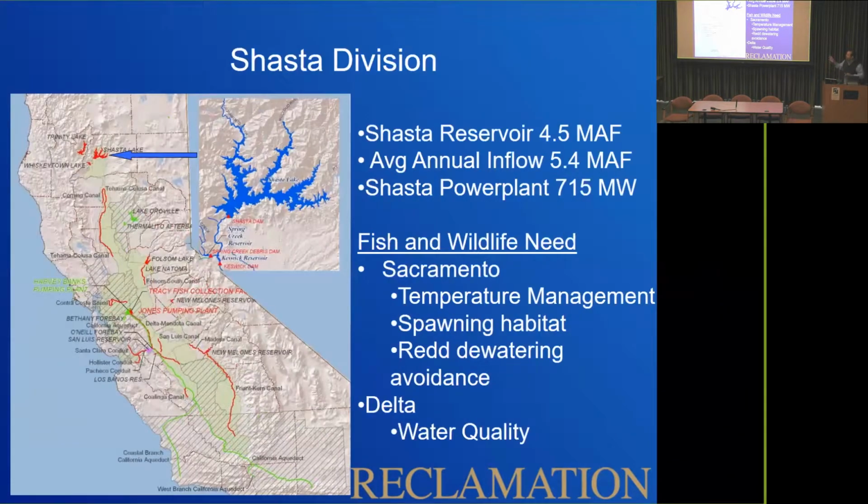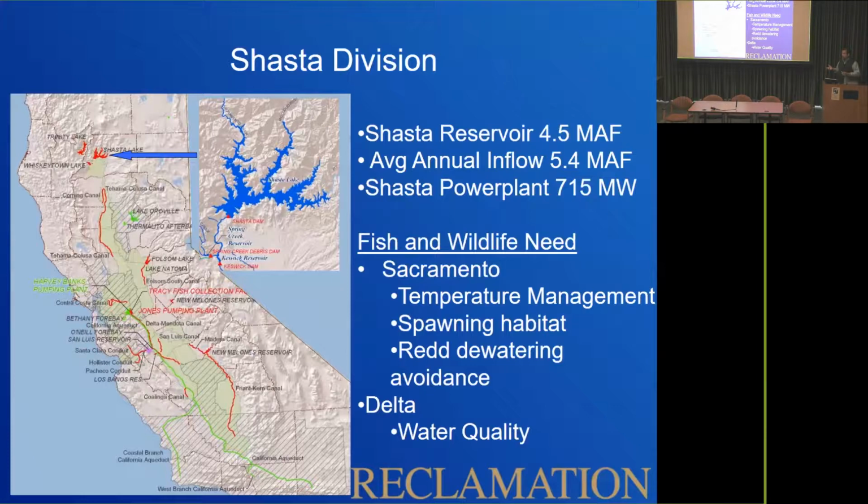So the Shasta Division in particular, it's the largest reservoir. It's 4.5 million acre feet worth of storage. It's in a very wet part of California. It gets about 5.5 million acre feet inflow annually. It has a really large power plant on it that can be used.